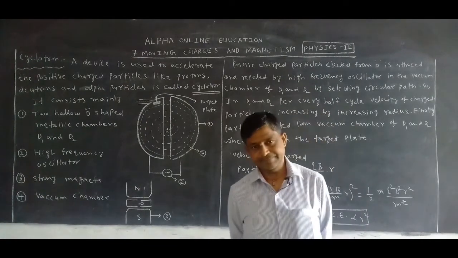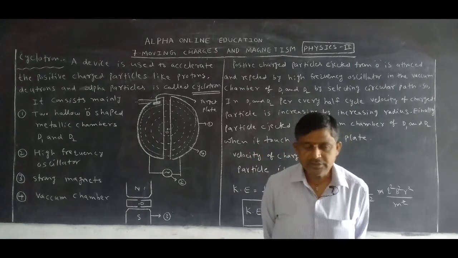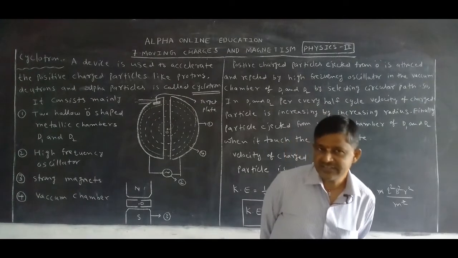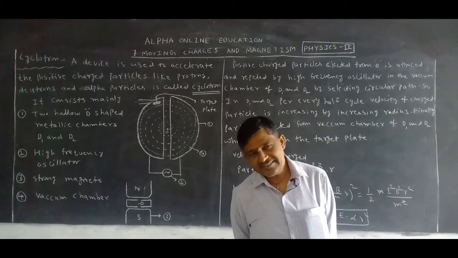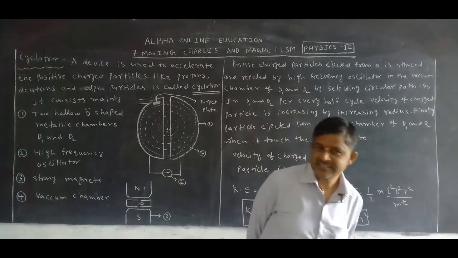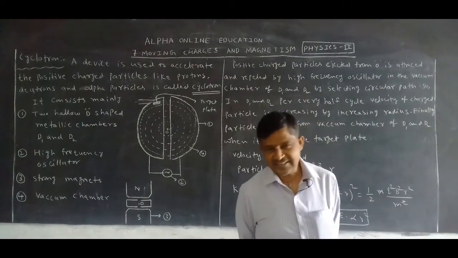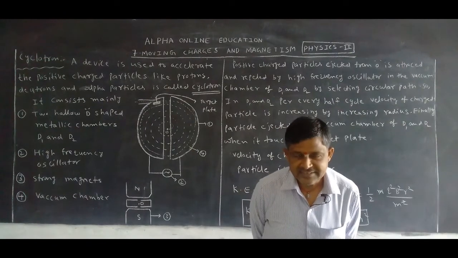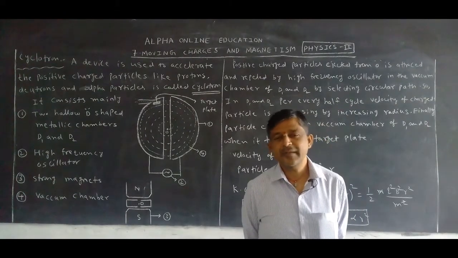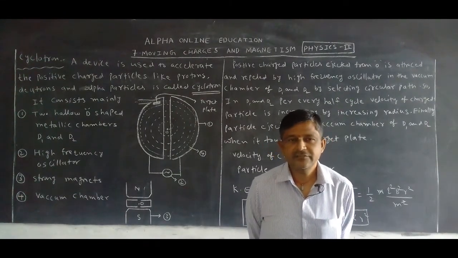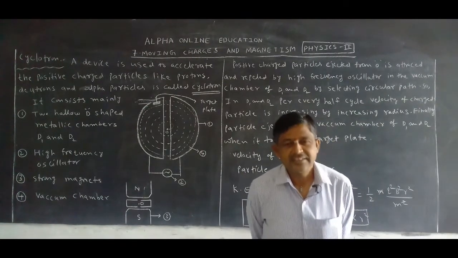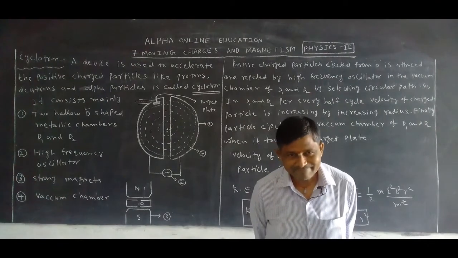Circular path. In this circular path, the radius depends on the velocity. Means if velocity increases, radius increases, or if radius increases, velocity increases. This occurs when the charged particle enters perpendicular to the magnetic field. In that one we have studied about one frequency that is called cyclotron frequency.